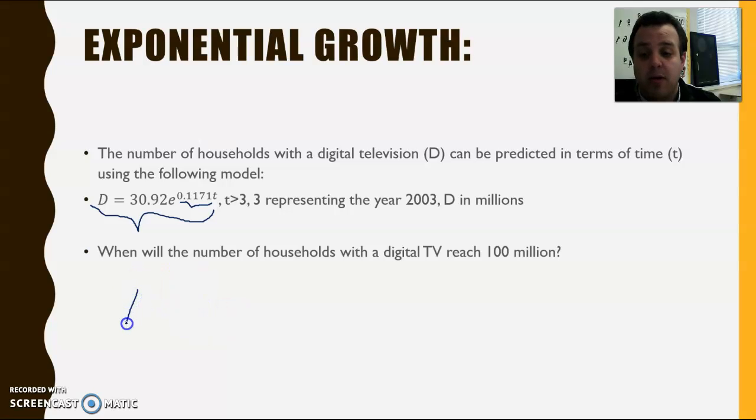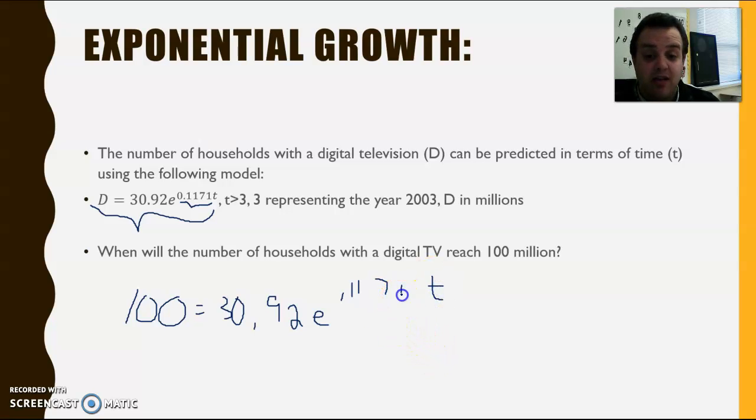So we're going to put 100 in for D, because remember it's in millions, so 100 million would be represented by 100. That's going to equal 30.92 e to the 0.1171t, okay?